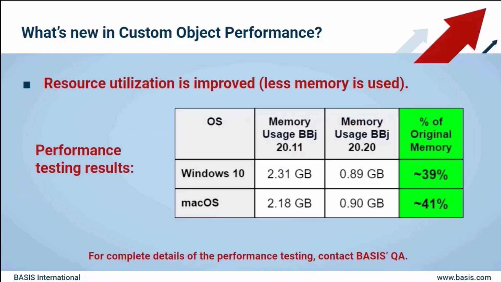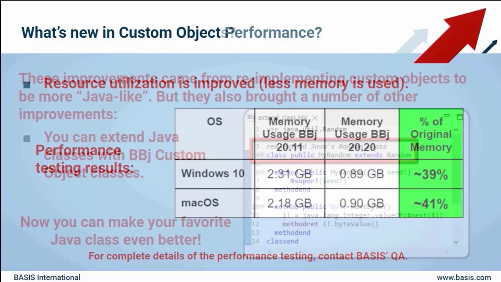The other thing that's likely important to you for performance is resource utilization, and by that we mean memory usage. In the same period of performance testing, using some tests, we discovered that we can decrease the percentage of the original memory that is used by about 60%, which is a not insignificant decrease. And again, for the details, you can contact QA.